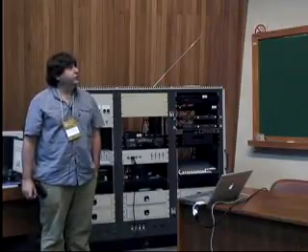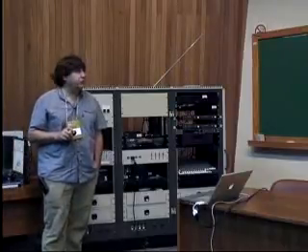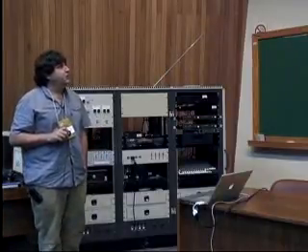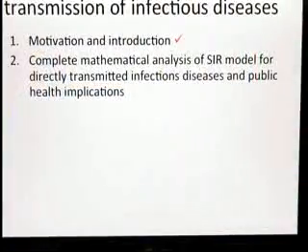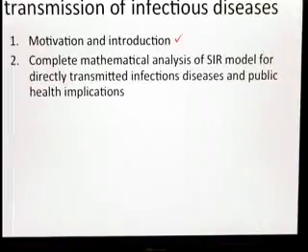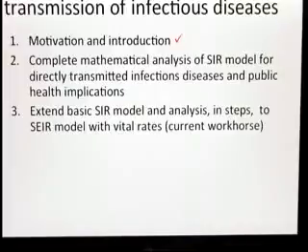So my plan was to spend 3-4 lectures discussing the basic models for the transmission of infectious diseases. So we talked about motivation. Last lecture, we spent most of the time understanding, proving simple theorems, but theorems about the SIR model for a directly transmitted infectious disease. And then we talked about the public health implications. I'm almost done. I need maybe 5 more minutes, and then we move on.